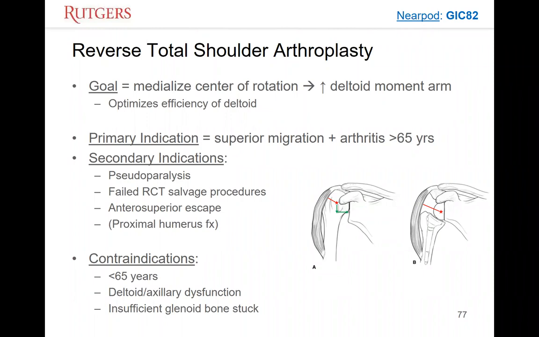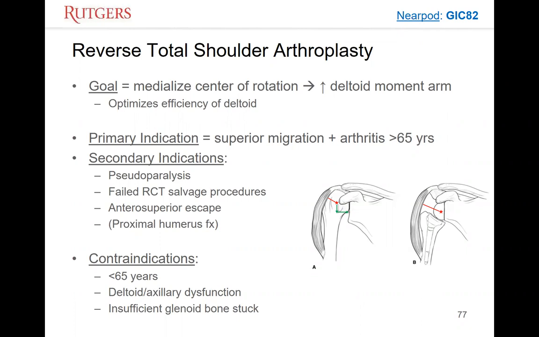However, the purpose of the reverse is to medialize the center of rotation of the glenohumeral joint and thereby increase the moment of the deltoid to optimize its efficiency. Although the primary indication of reverse arthroplasty is superior migration of the humeral head with glenohumeral arthritis, particularly in elderly patients, the envelope continues to be pushed further and it has frequently been used in irreparable rotator cuff tears without arthritis.